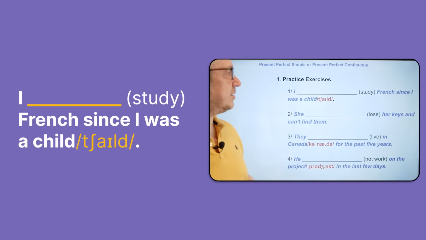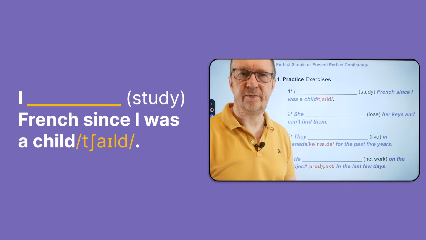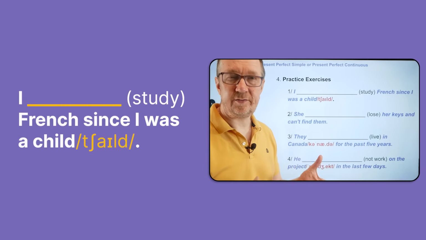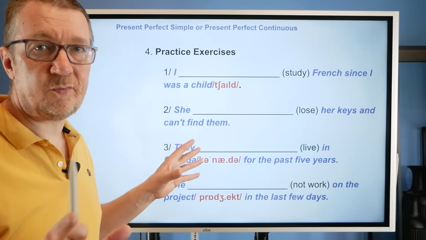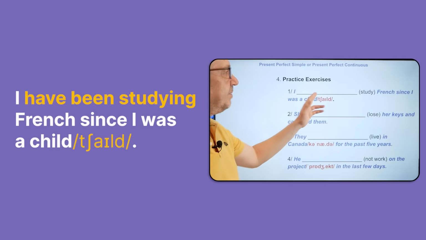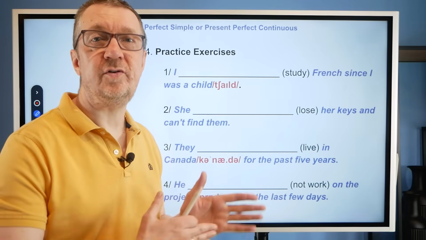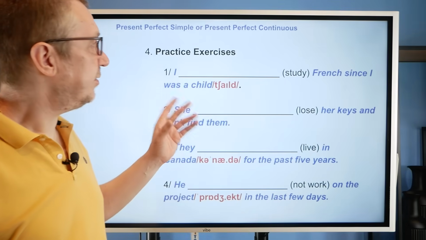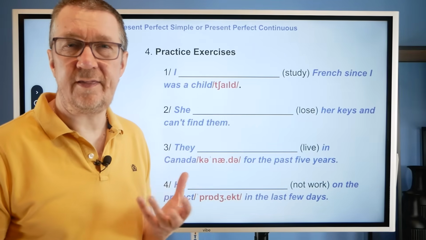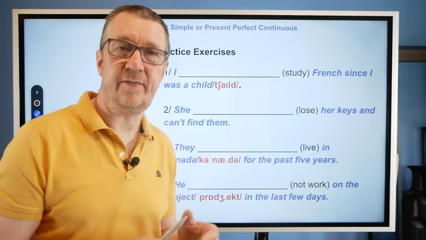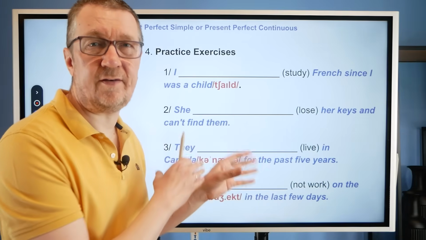For example, "French since I was a child." What do you think you would put there? Would you use continuous or would you use simple? Let's have a look at whether we can use both. I have been studying French since I was a child. Okay, you can say that. We're talking about the duration there. You can also say I have studied French since I was a child. But from what we were talking about before, doesn't it feel better if you use the continuous? Because really what you're focusing on here is the duration.